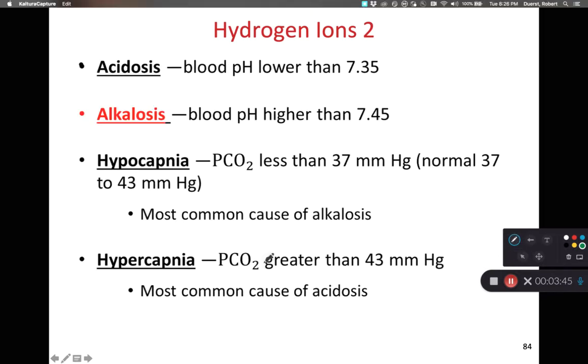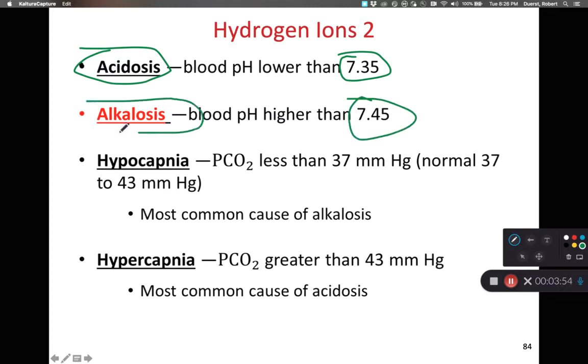So if we have a blood pH below 7.35, that is known as blood acidosis. Our blood is too acidic. If we have a blood pH above 7.45, we have alkalosis. Our blood is too basic or too alkaline.